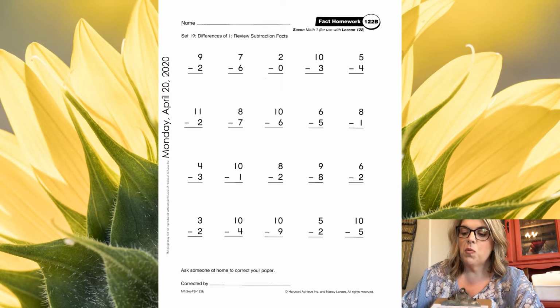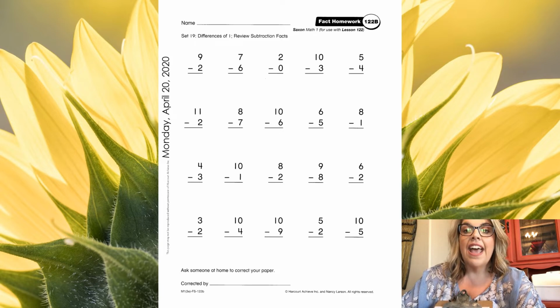So go ahead, make sure you're on 122B. Get out a pencil. And Miss Willey is going to start her timer, and we're going to work on our fluency, because the goal is when you go to first grade that you're going to be quick with these. We want to be able to answer them in about 2 minutes. Are you ready? And begin.